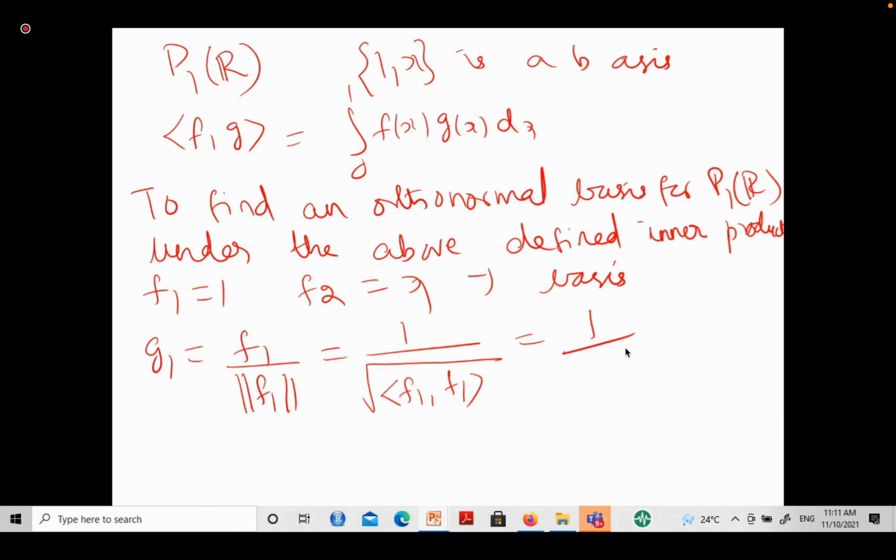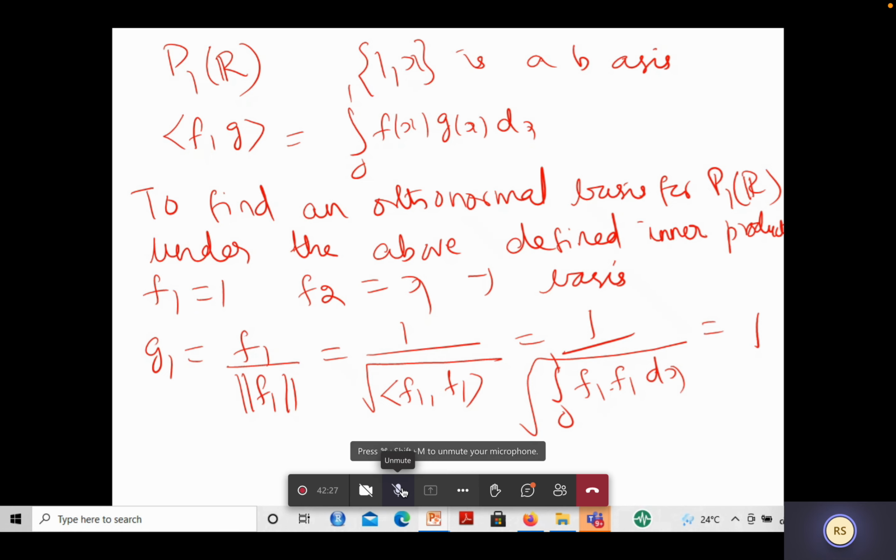Is this point clear? It's not the standard product. Here you have to be careful. So it should be the integral from 0 to 1 of F1 into dx, square root of that. Can you please integrate and tell the value? 1 into 1 dx on integration is x, so from 0 to 1 it is 1, and the square root of that is also 1. So finally G1 is 1. There is no change in that.